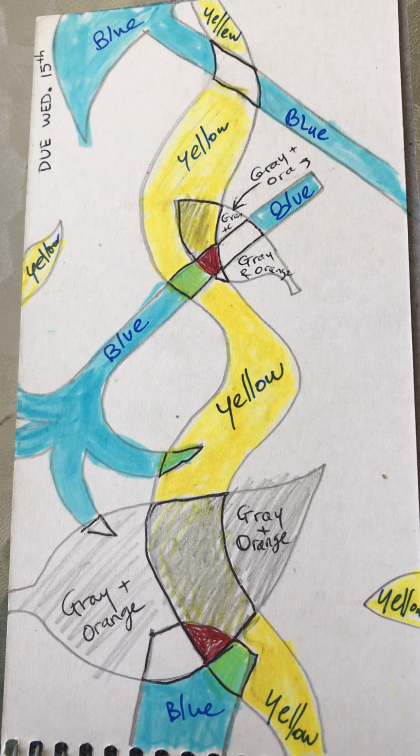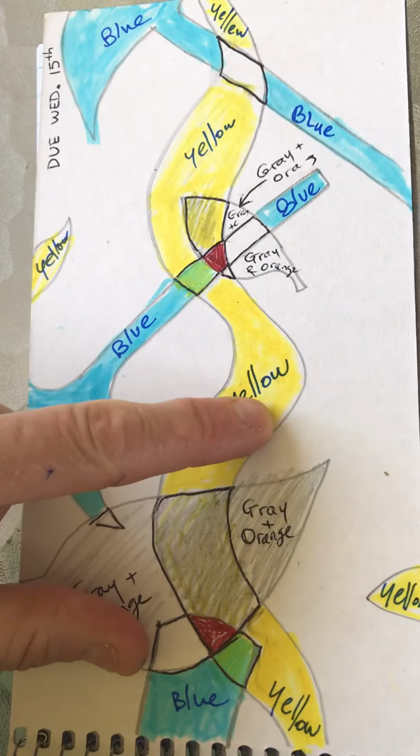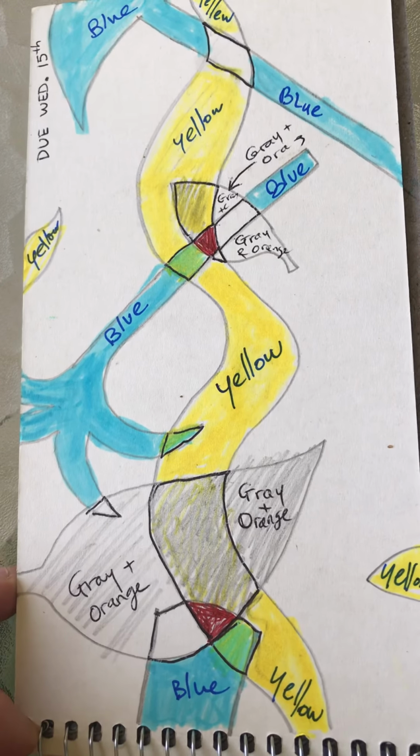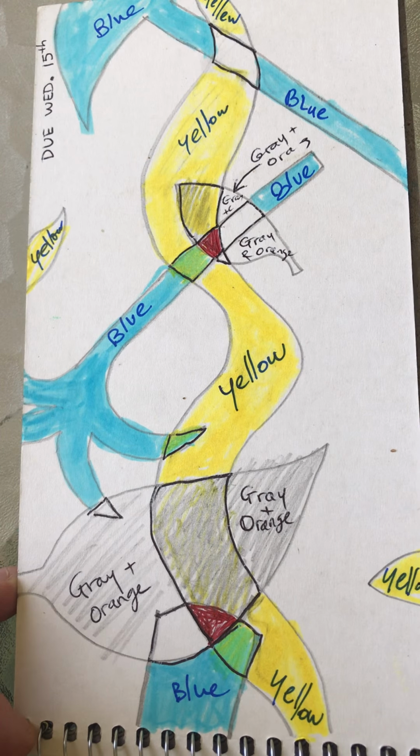It's a longer project because it takes a lot of time to get it really clean, and you want to do lots of layers of paint. And you have to be really careful to stay in the lines because you don't want to get onto the white. So that's step one, and we'll check in on the 15th.